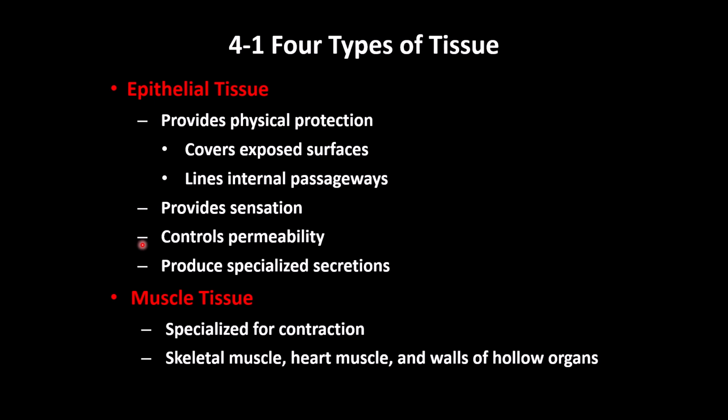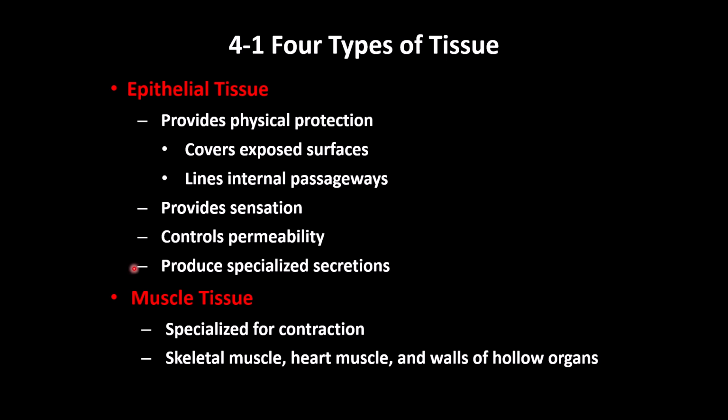Once it goes to the kidney tubules, tubules meaning small tubes, the urine cannot go back to the blood. So this allows partial permeability. It allows some chemicals to pass through epithelial tissue, but prevents some others, depending on the location and type of tissue.